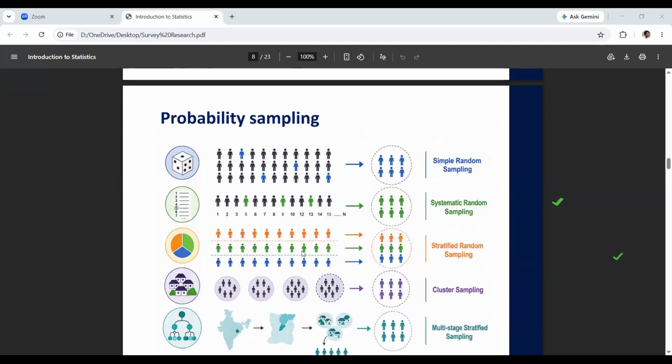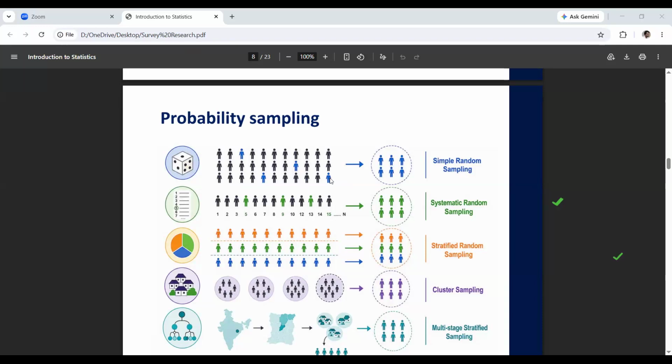We can have independent. So what is simple random sampling? All participants, all units have equal probability of getting selected in the sample. So suppose this is a population, target population, and you have used random numbers, using lucky draw or computerized random numbers, to select these participants.